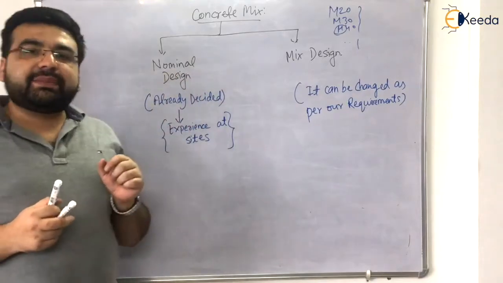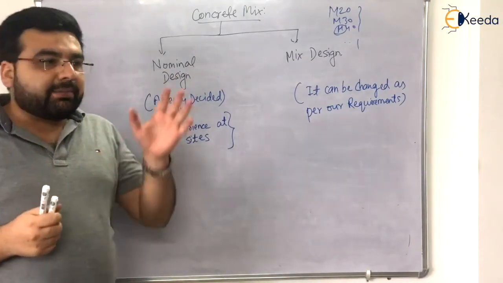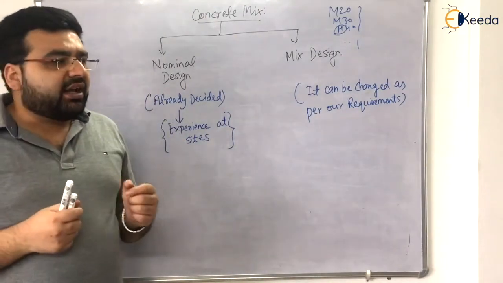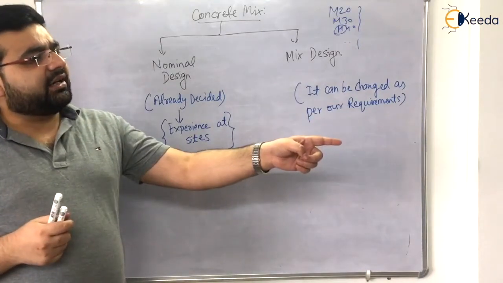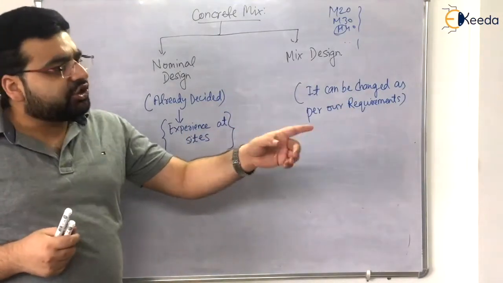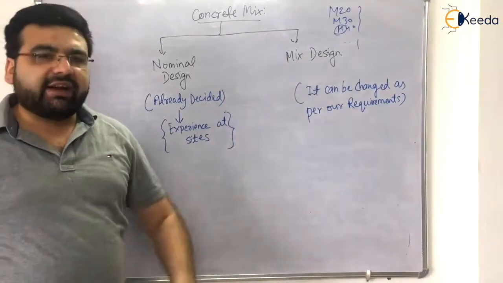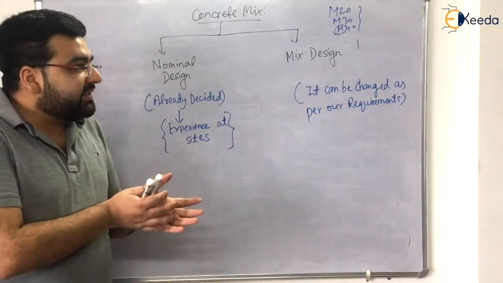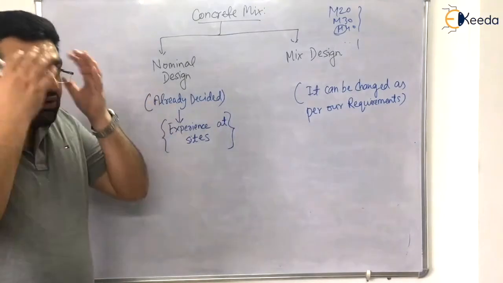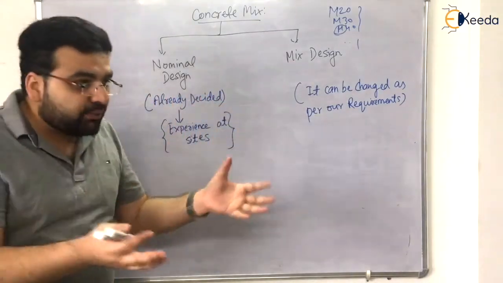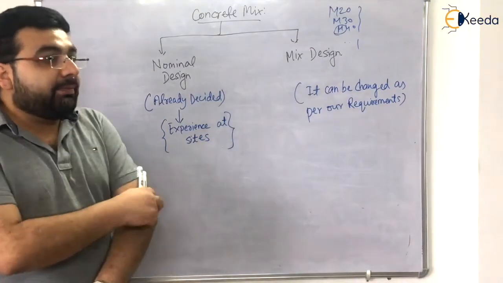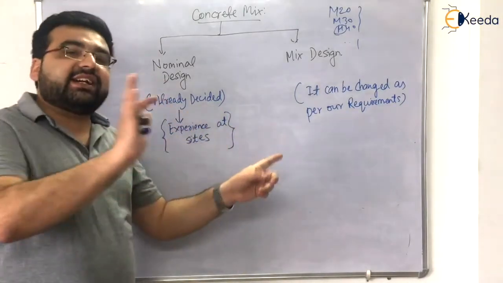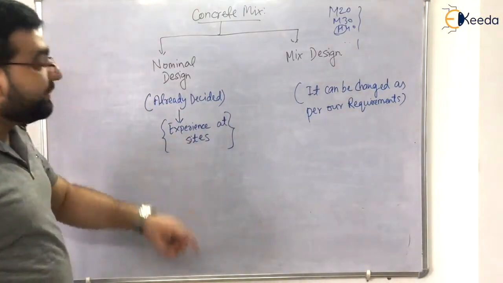Now, nominal design is basically based on your site experience. For example, when I was on site, I worked for 1 year on site, right? So we used to say that for this concrete mix, five bags, 12 coarse aggregates and 15 fine aggregates, something like that, right? So basically, nominal design has no such predefined mixture. That is based on experience at site, experience of the exposure conditions, experience of the project manager, right? So for nominal design, it is already decided by the project manager, based on the experience at sites.